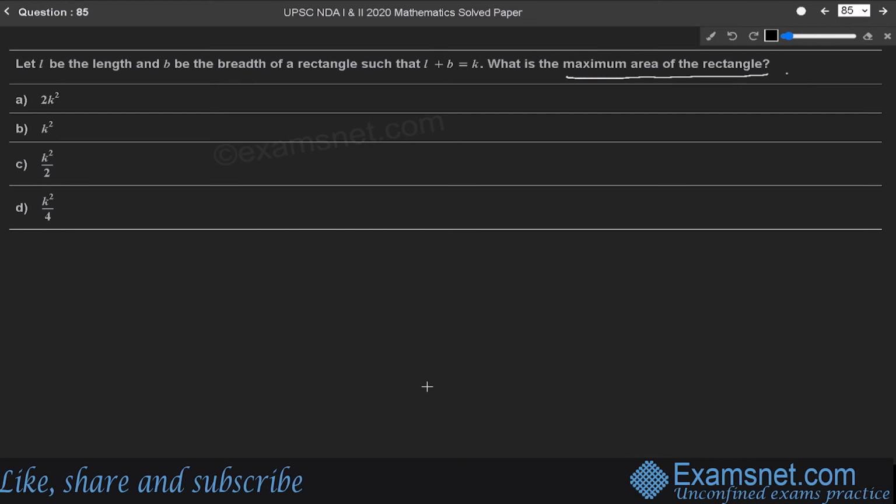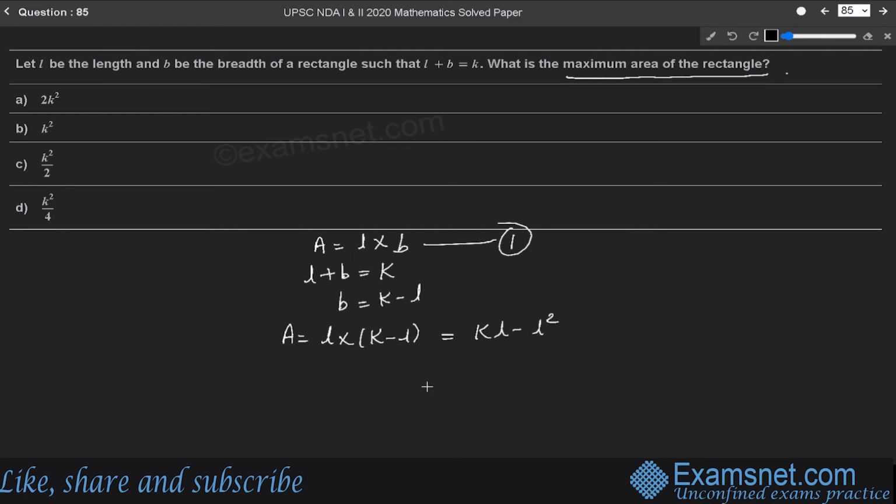We know that the area of a rectangle is equal to length into breadth, and also in the question it is given that L plus B is equal to K. So here L is length and B is breadth. So we can get the value of B from here. B will be K minus L. Now putting it in the area, let this be equation number 1. So putting B in equation number 1, we will get A is equal to L into K minus L, which will be equal to KL minus L square. So this is the value for A when B is equal to K minus L.